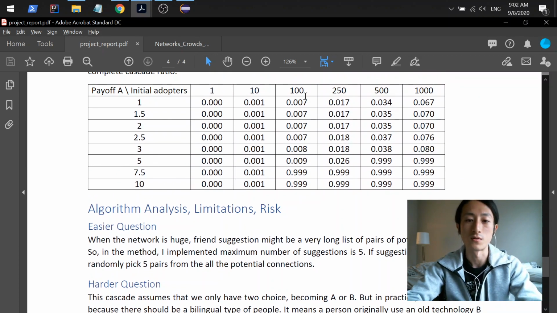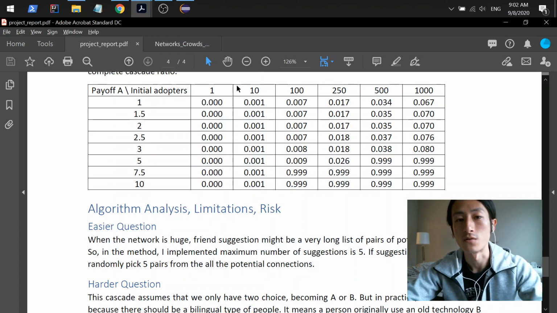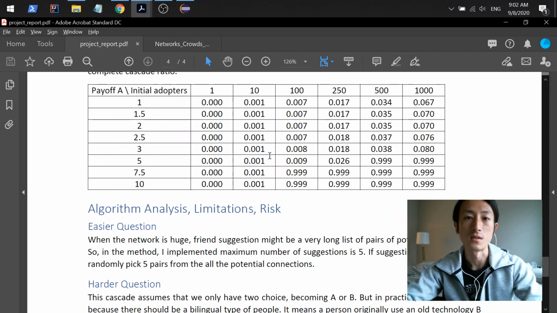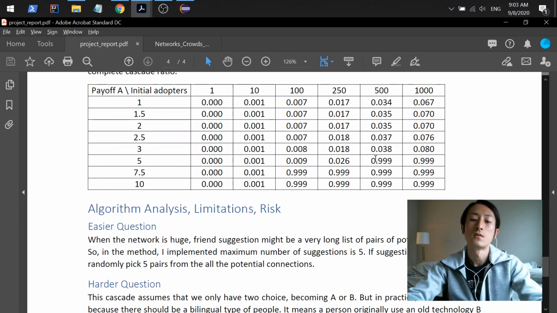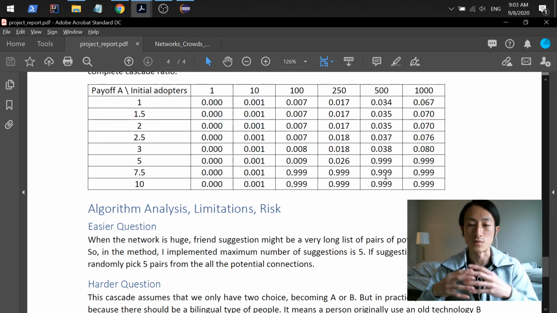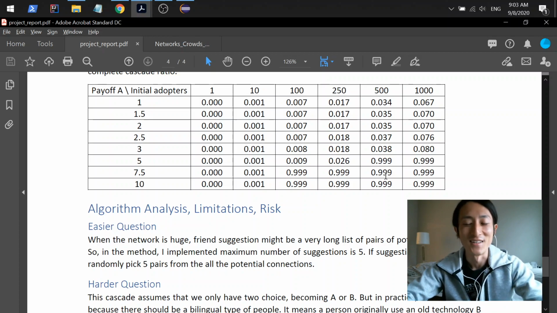So this is a table. I tried many different numbers of initial adopters and also different values for the payoff A. As you can see, if you increase payoff A or if you increase the initial adopters, we get a higher value. The ratio inside the table is, after the iteration, the number of people who are using the new technology divided by the total number of people. So if the number is bigger, we can see the cascade really cascaded to the entire network.